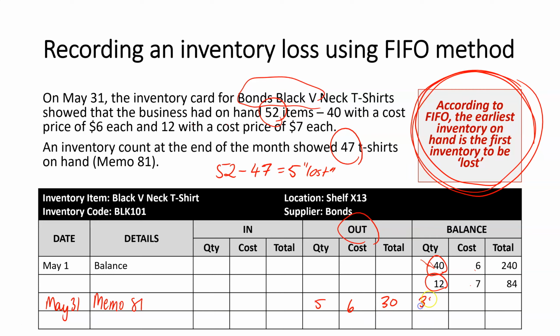I then adjust my two balances here. So I've got 35 units at $6 per unit, and I'm just going to grab my calculator there, is 210, and I've still got 12 of my $7 units, so 84.